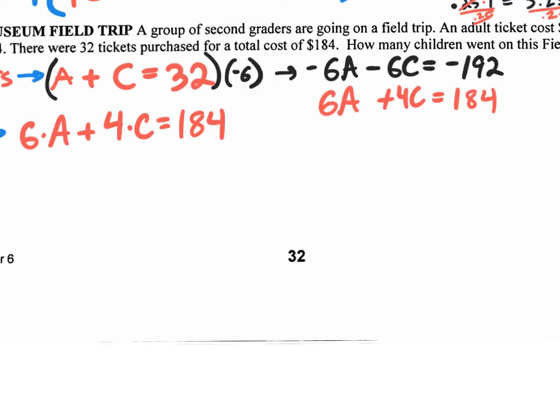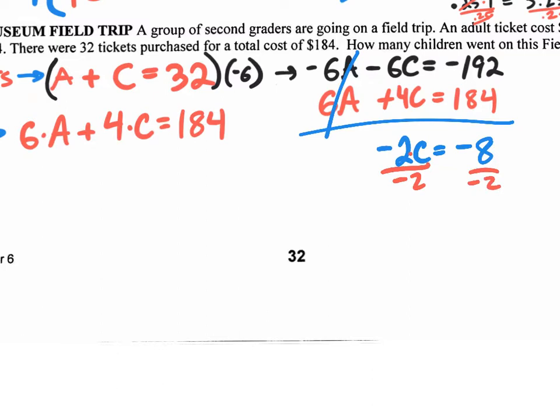And now we're able to combine the lines, eliminate the A's, the adult tickets. We end up with -2C equals -192 plus 184 is -8. I know it's weird, we have negative children tickets, but see, it works out because when you divide by -2 right there, it goes back to positive. So C equals 4. So what do we find out here?